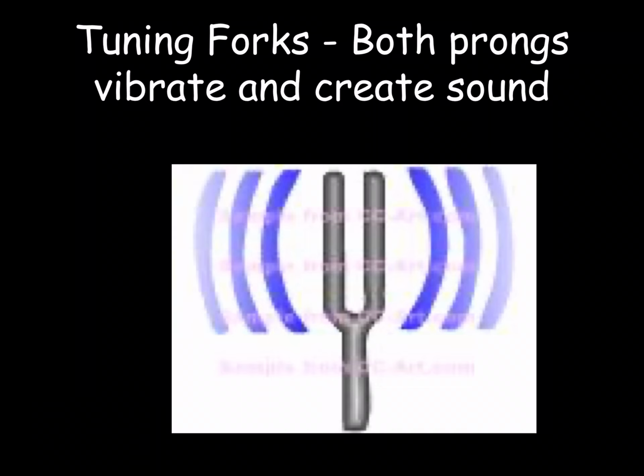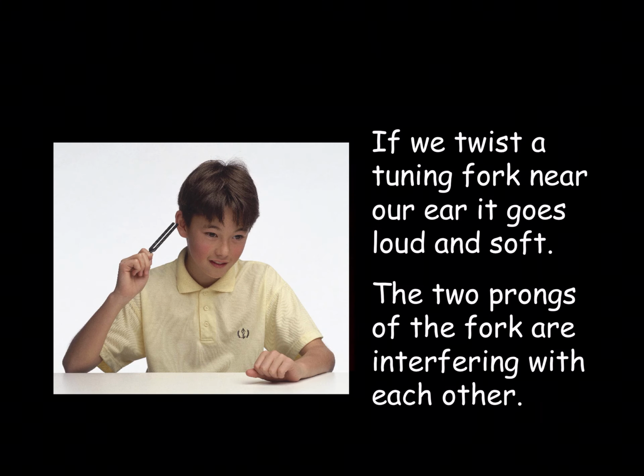Anyway, basically both prongs of the tuning fork, well, that's two sources. If you have two sources, you can have interference. If you have interference, you can have waves. So if we twist the tuning fork near our ear, it goes loud and soft. This guy seems to be really impressed. That's an impressed face, if you ask me.